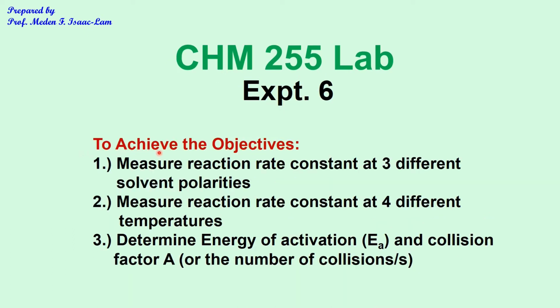To achieve the objectives of the experiment, we are going to measure the reaction rate constant at 3 different solvent polarities. Measure the reaction rate constant at 4 different temperatures. And from this, we are going to determine the energy of activation, Ea, and the collision factor A, or the number of collisions per second.